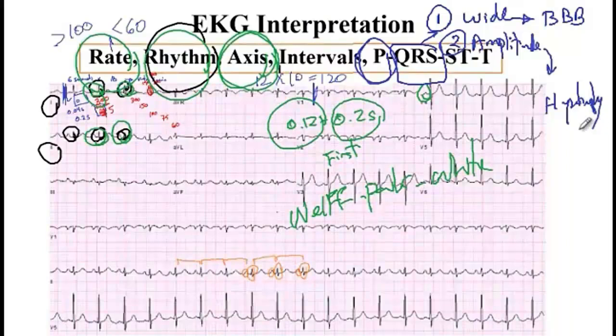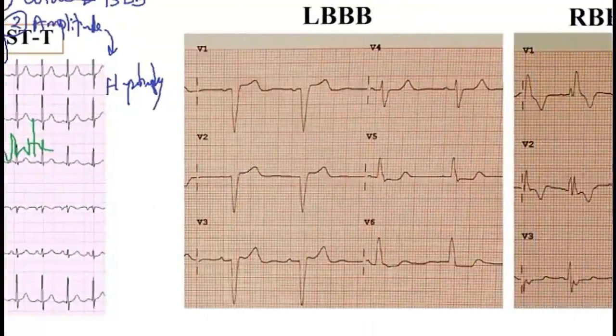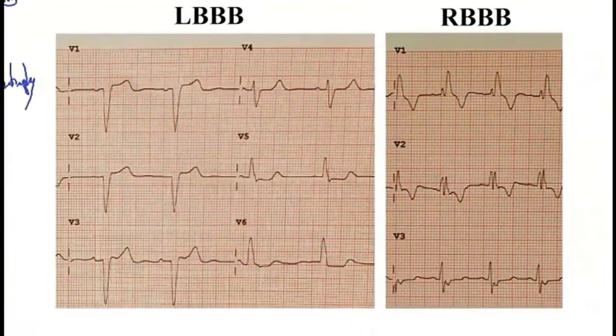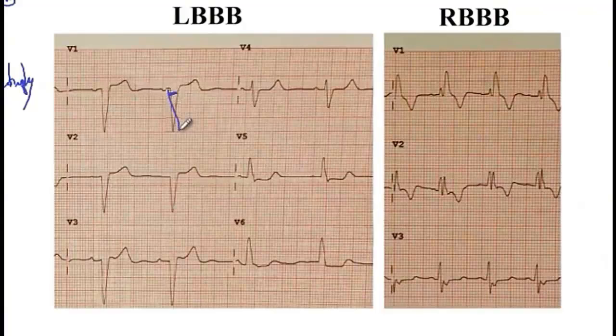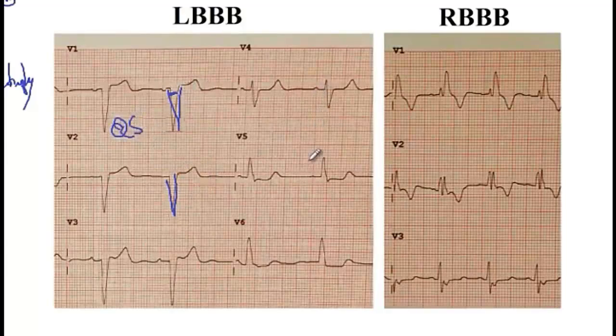So here I have an example of both the right and the left bundle branch block. For the left bundle branch block, you have a QS complex in V1 and V2. So there is no R wave, we have just a QS interval in V1 and V2. And then in V5 and V6, we do not see any Q wave. So you can see it comes and then goes up right away. There's no Q wave in either one of them.